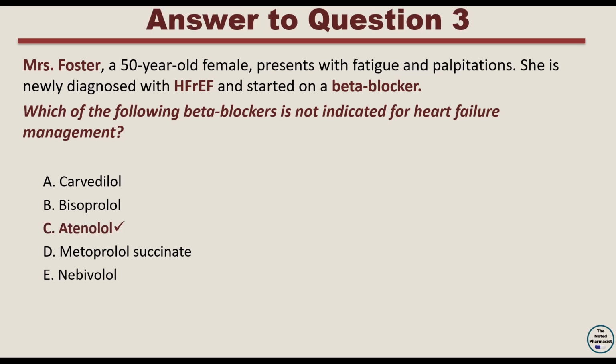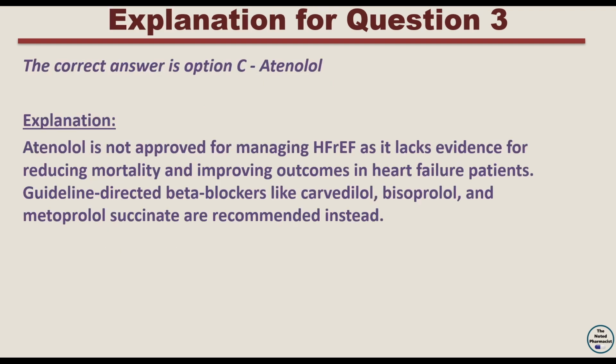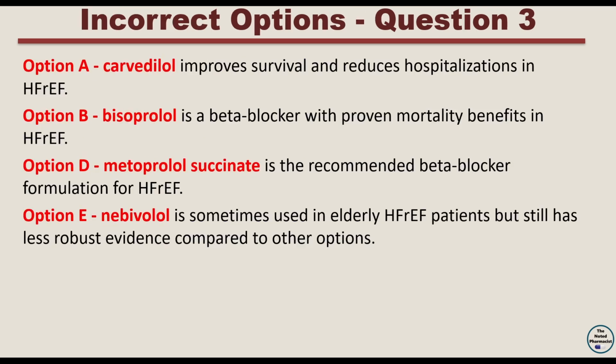The correct answer is option C, atenolol. The explanation is as follows. Atenolol is not approved for managing heart failure with reduced ejection fraction as it lacks evidence for reducing mortality and improving outcomes in heart failure patients. Guideline-directed beta blockers like carvedilol, bisoprolol, and metoprolol succinate are recommended instead. Here is the explanation for incorrect options.